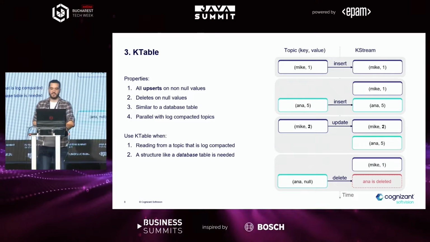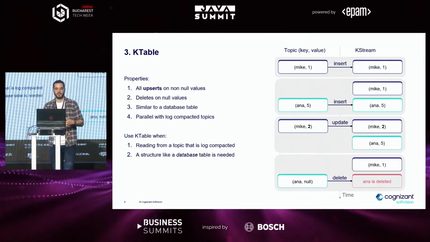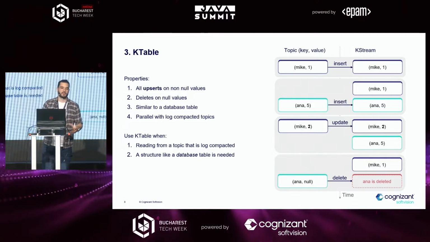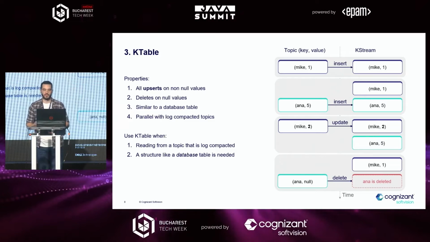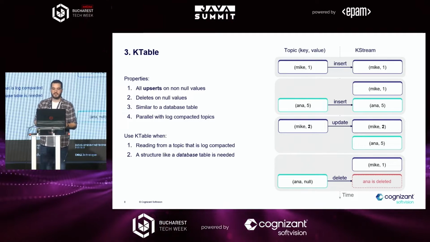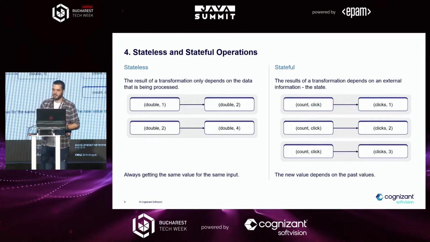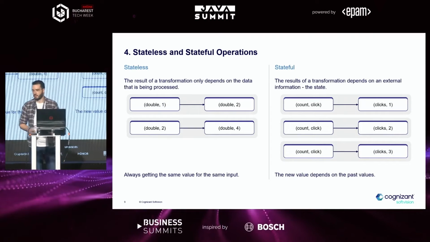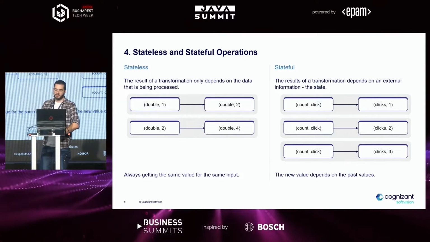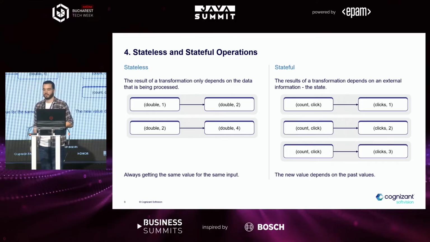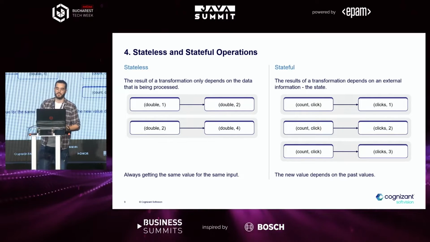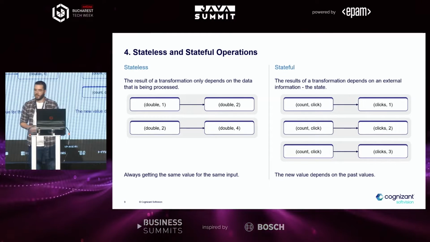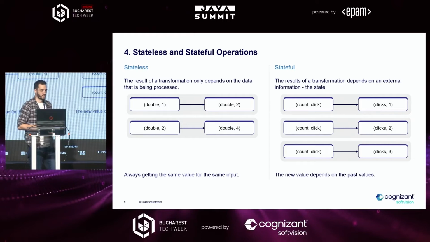To better understand the differences between KStream and KTable, you can imagine KStream being a changelog for KTable and KTable being a snapshot in time with latest values for each key within a KStream. This leads us to the fact that in Kafka streams, we have stateless and stateful operations. For stateless operations, the results depend only on the input value. So for the same input, we will always get the same output. In this example, we have a transformation that doubles the value for each record.